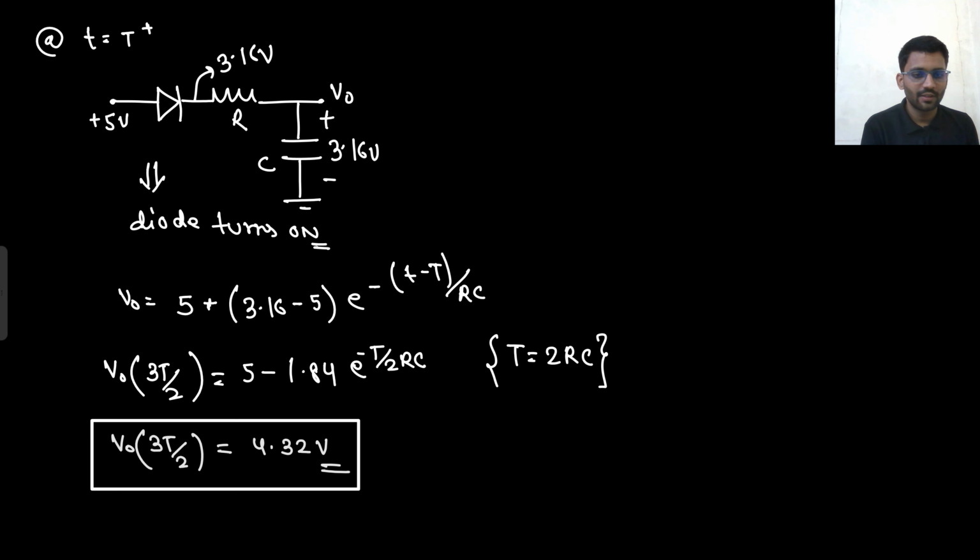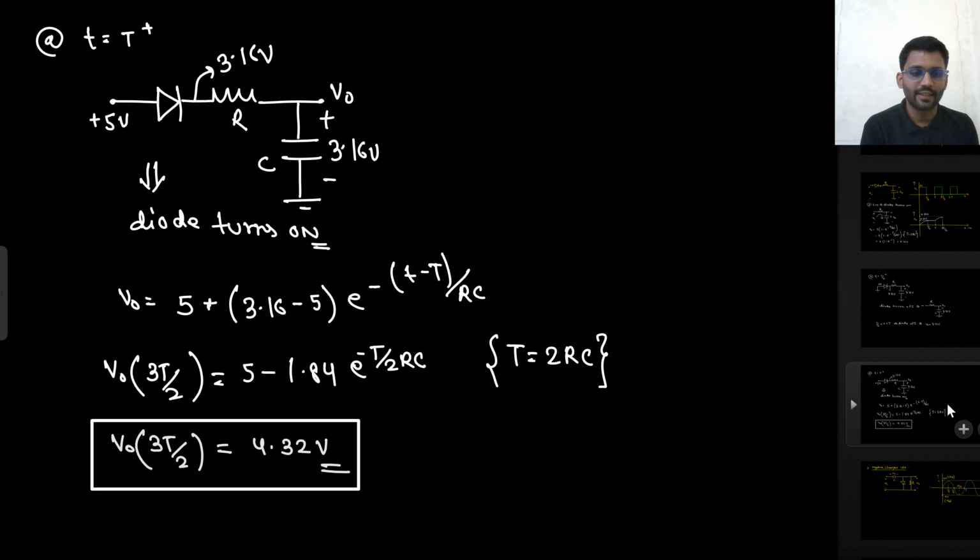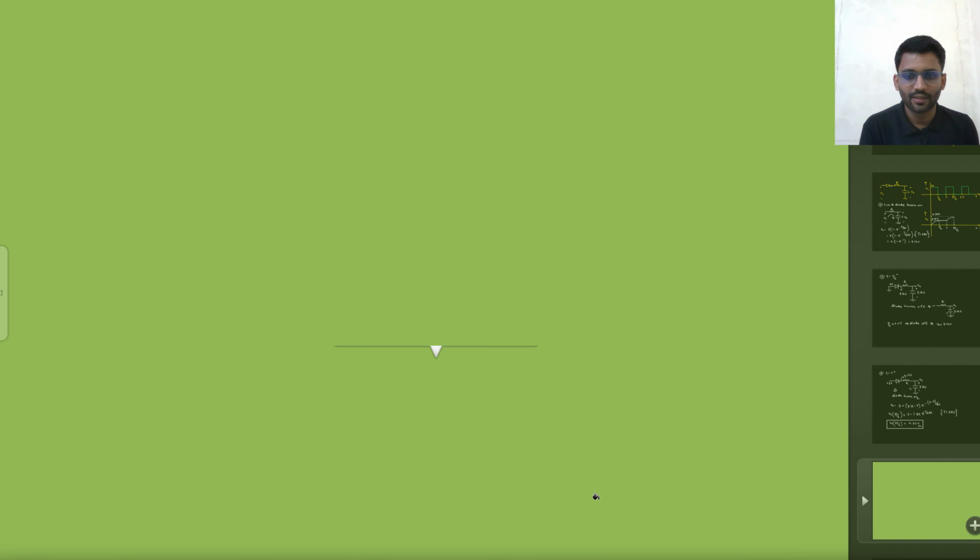Again the input is gone. For the next cycle, this is the last cycle I am drawing. Again the input is gone. For 3t by 2 to t, what is happening? Input is gone. Again this is diode, and this is the capacitor C, which is charged to 4.32 volt. What will happen?